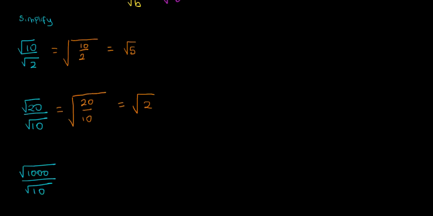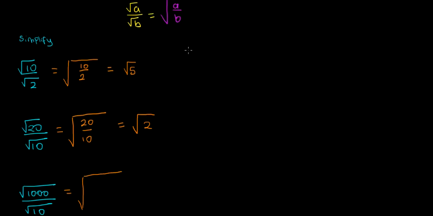Let's try the next example. I hope you're at least getting a little hang of this. It might take some time, just practice. So we have the square root of 1,000 over the square root of 10. What do we do? Well, let me scroll back so you can have a look at the formula. Just take the 1,000 over the 10. That's all you have to do, right?